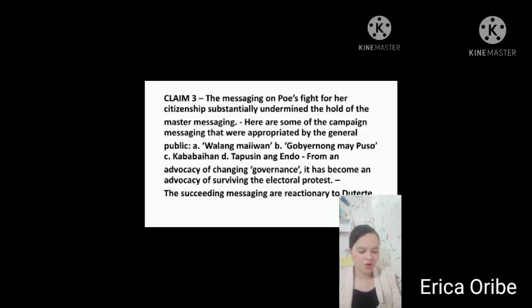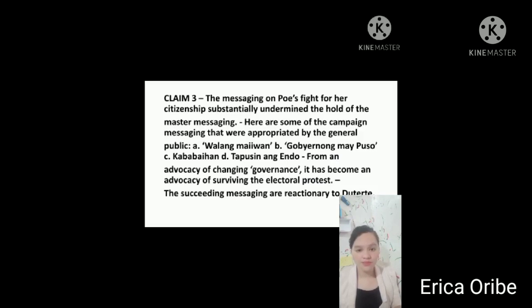So in claim 3, the typology is that the message of Poe's fight for her citizenship substantially undermined the hold of the master messaging. So here are some of the campaign messaging that were appropriated by the general public. So we have here number 1, the Walang Iwanan, the Gobyernong may Puso, Kababaihan, the Tapusin ang Indo, from an advocacy of changing governance. It has become an advocacy of surviving the electoral protest. So the succeeding messaging are reactionary to Duterte.